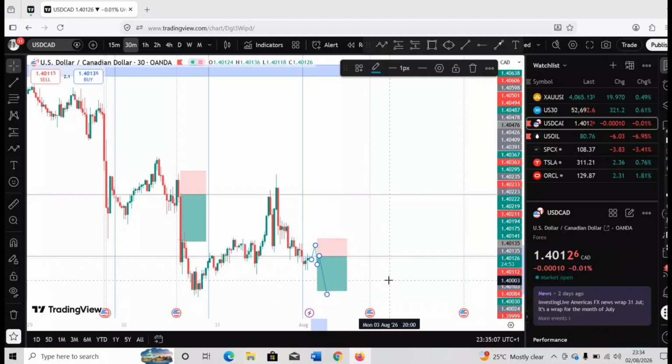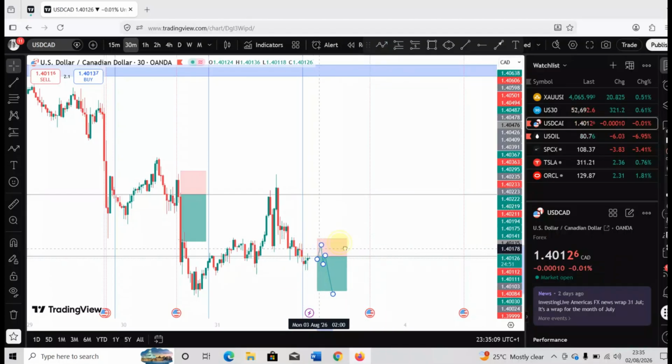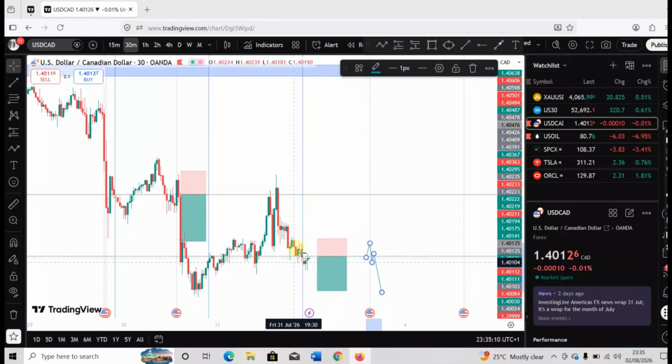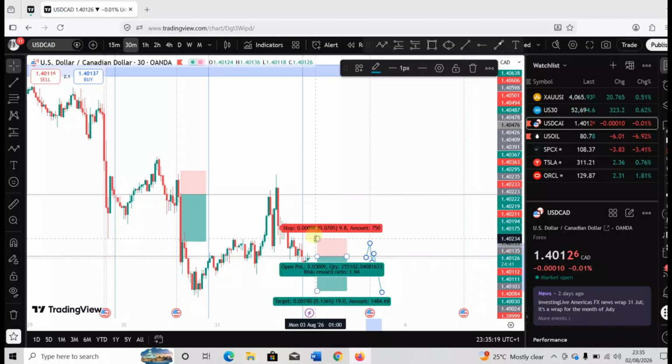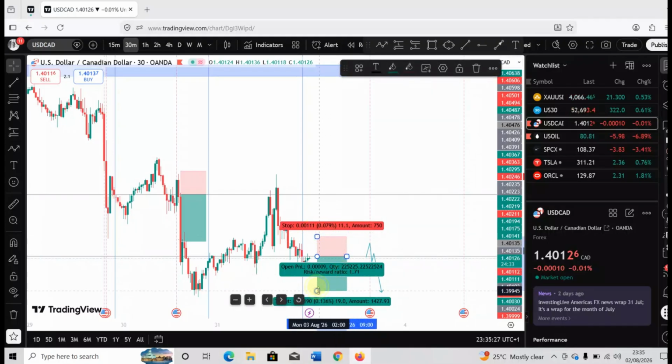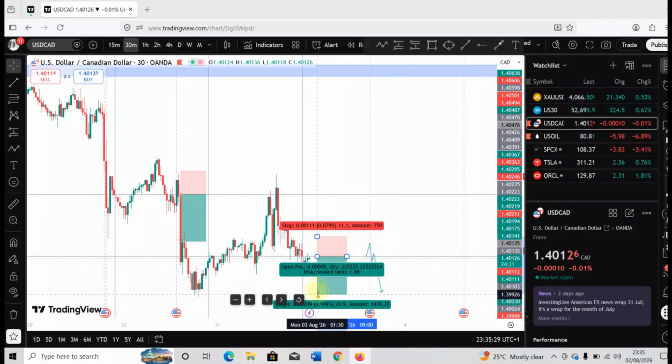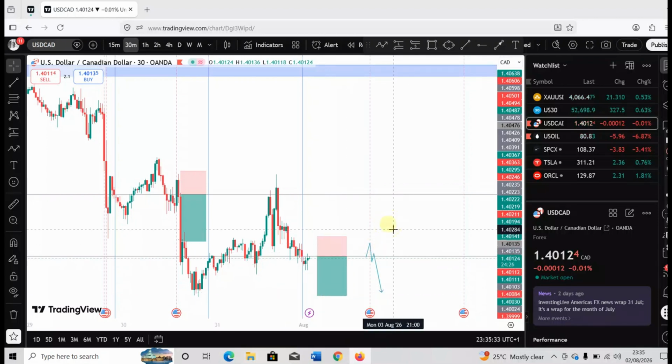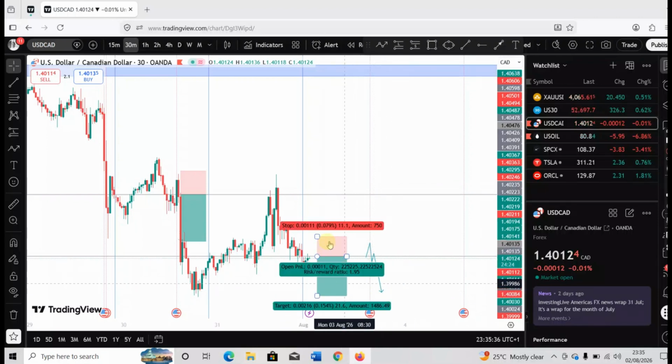Or if it's still unable to break out, keep rejecting, then I'm gonna get in, put my stop here, give it 11 pips. So that's the third thing.